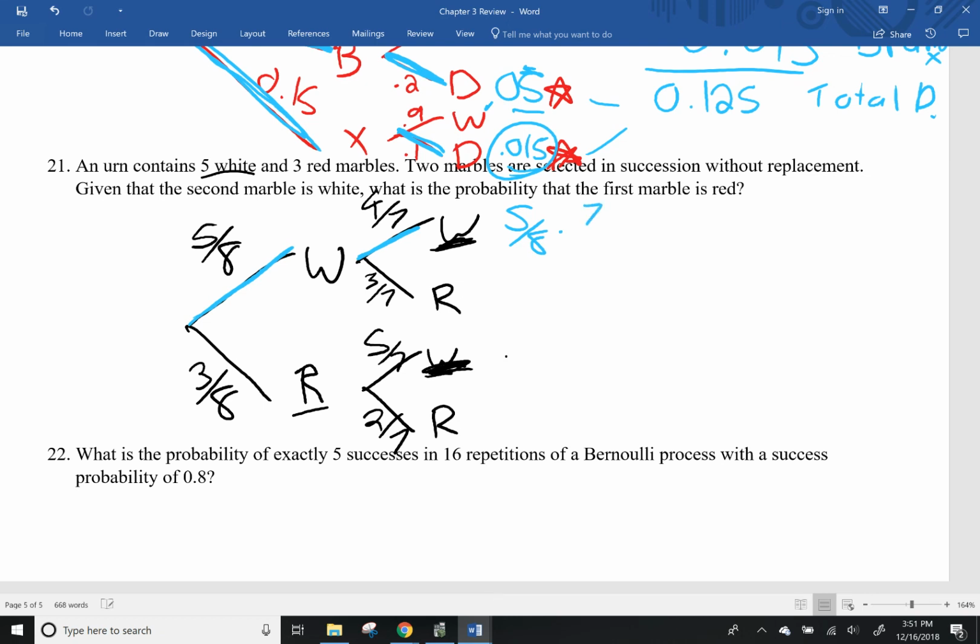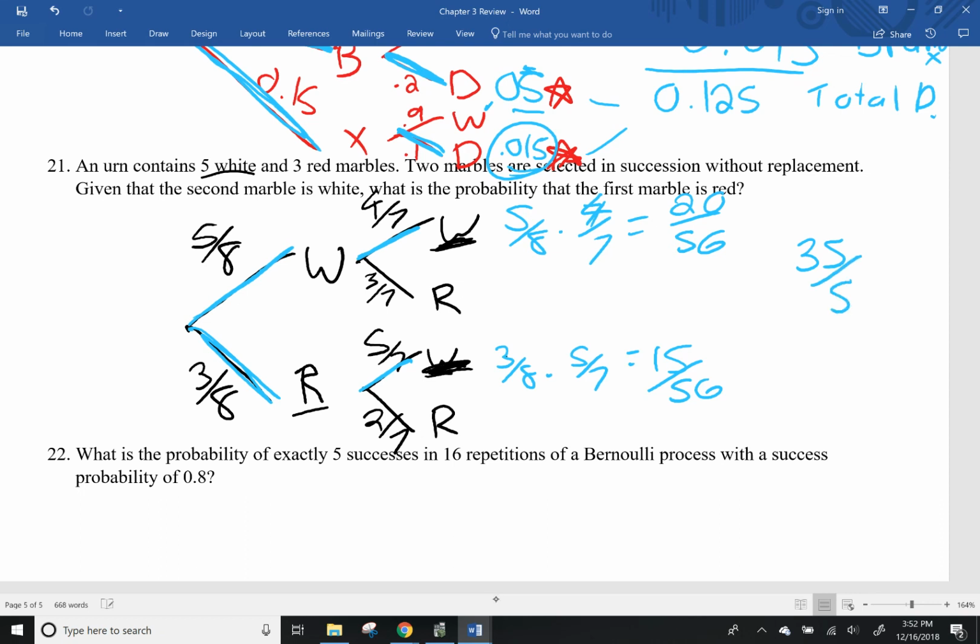So 5/8 times 4/7. In this branch, which will be 3/8 and 5/7, 3/8 times 5/7. This ends up being 20 out of 56, and I'm sure that reduces to something. This ends up being 15 out of 56. All right, so in total, if we add these together, that's 35 out of 56 chance that the second marble I chose was white.